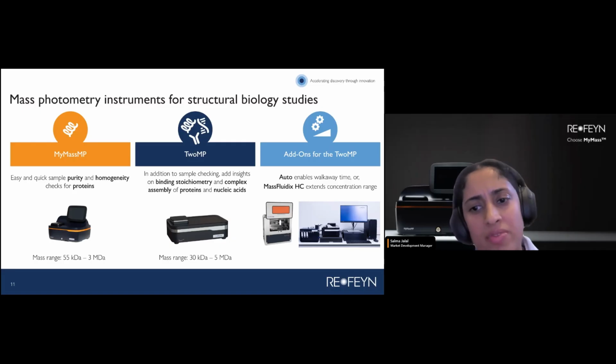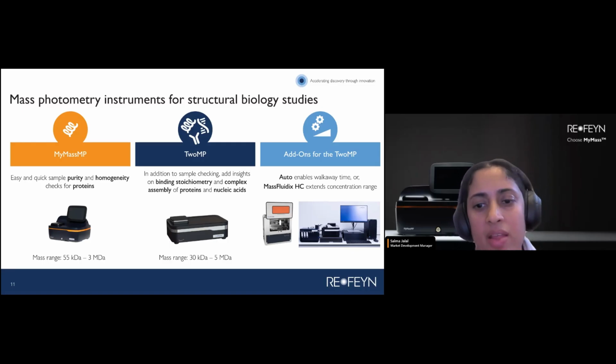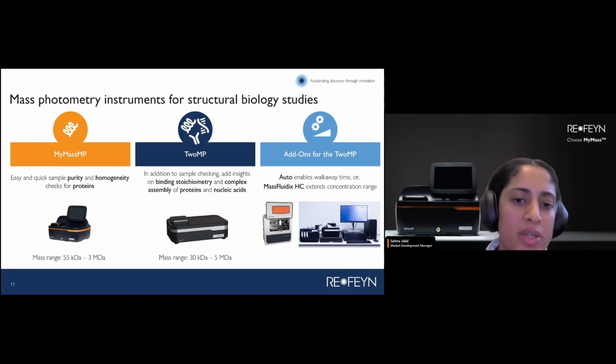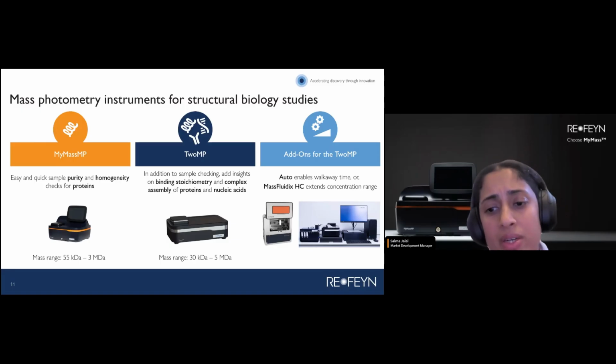And if you want to do more advanced analytics, so if you want more information than just purely sample checking, you want detailed information on binding stoichiometry or complex assembly, then you would probably prefer using the 2MP product line, as the 2MP product line enables collecting more comprehensive data sets on a wider range of sample types. You can also work with nucleic acids, and you're not limited to protein work there.